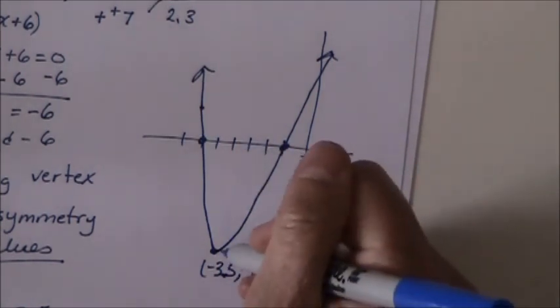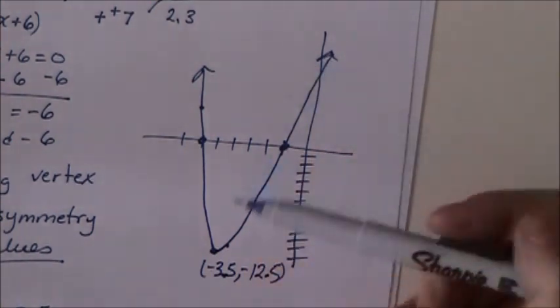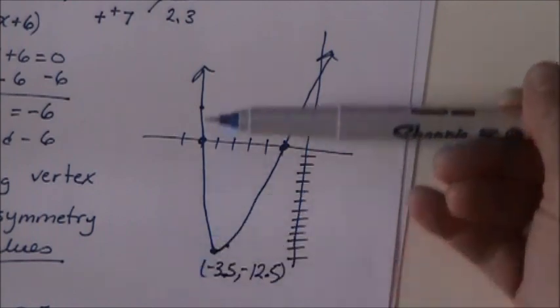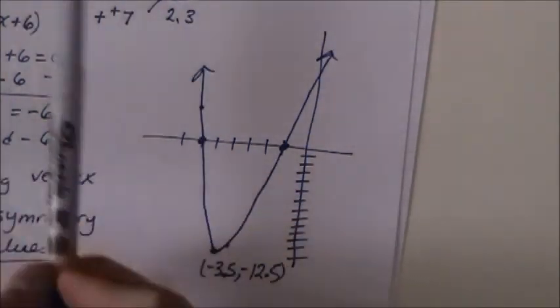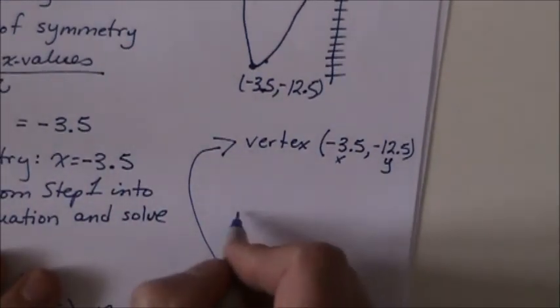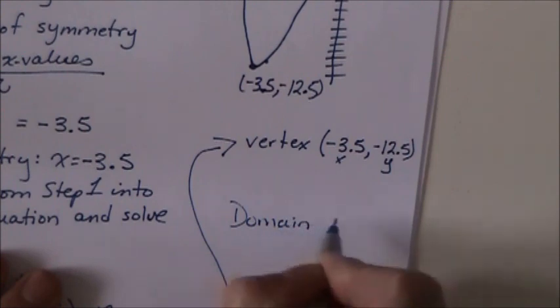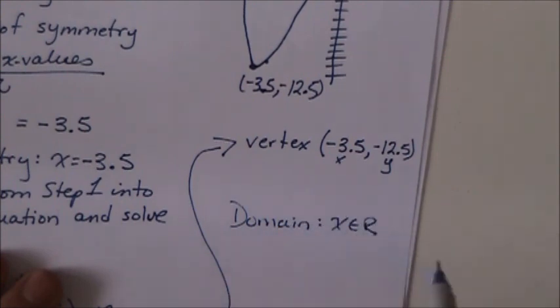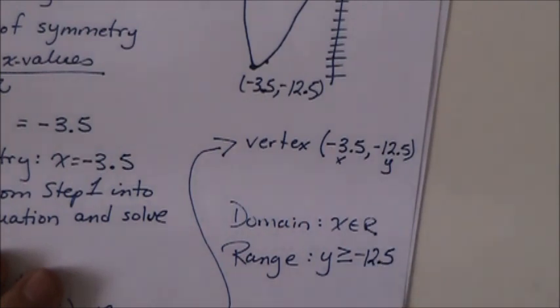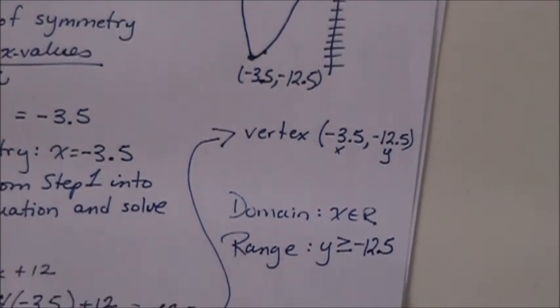As we look at that, the graph starts at negative 12.5 and goes up, so our range is going to be greater than or equal to negative 12.5. The graph keeps going up and sideways, so all these numbers as well as all those numbers will work. So our domain is x is all real numbers, and our range is y is greater than or equal to negative 12.5. There we go. So we have now just sketched the entire parabola using algebra and not our graphing calculator to do it.